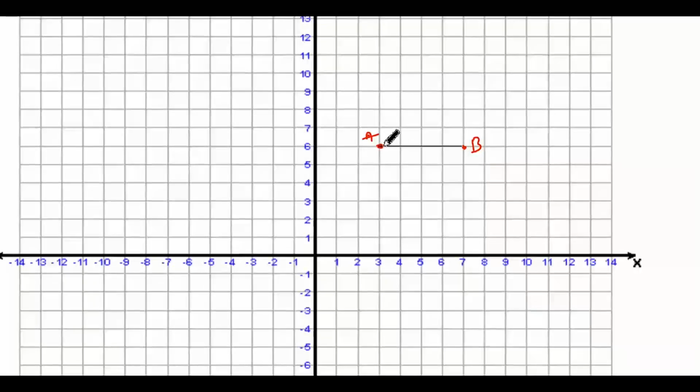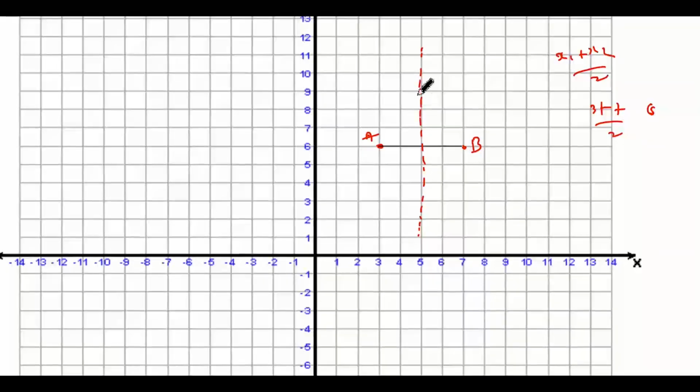So I have 1, 2, 3, 4. So the middle will be 1, 2. The middle will be here. That is how to get the middle. Or you can add the values of x together and divide by 2. That is (x1 plus x2) over 2. That will be (3 plus 7) over 2, which is 5. So which is here. This will be the middle of line AB.